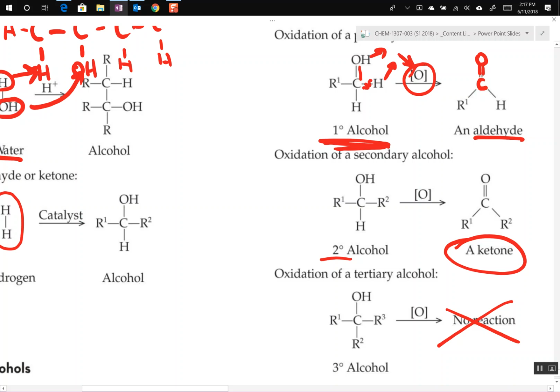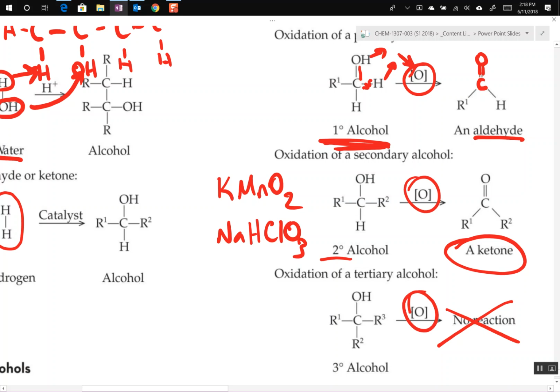Now that O doesn't stand for oxygen. It stands for an oxidizing agent. Oxidizing agents can be things like KMnO4, HClO3. Okay, they can be things like that. Potassium permanganate, sodium hypochlorite. Those are oxidizing agents. So you just need an oxidizing agent, not oxygen, that will allow for the oxidation of those alcohols.